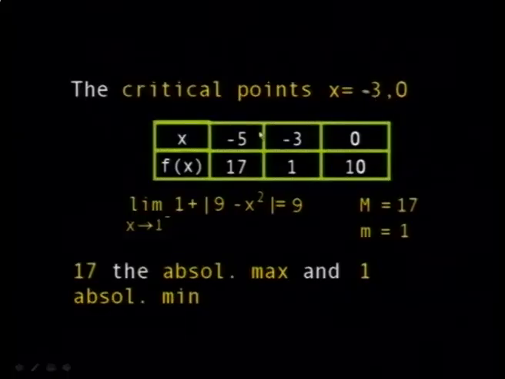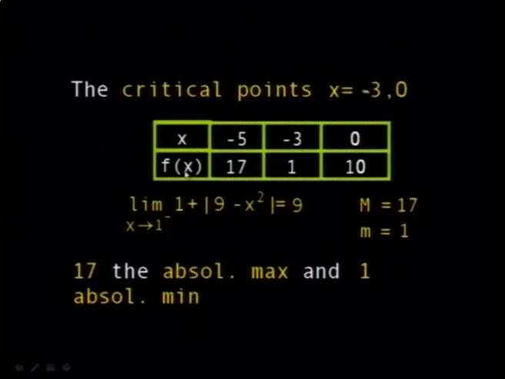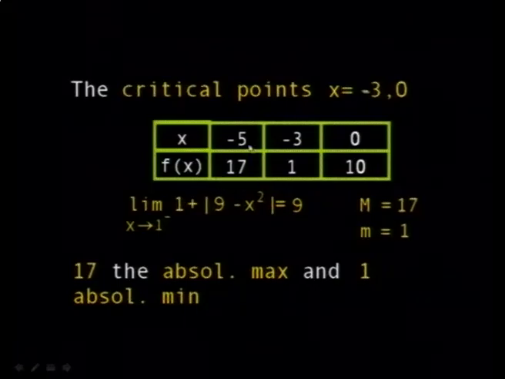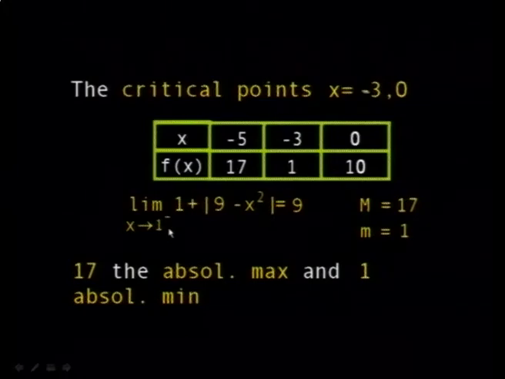So here, the critical points are, as I said, minus 3 and 0. We calculate the value of f of x. We obtain 17, 1, and 10. So it seems that 17 is the local maximum of the function. I'm sorry, it's the global maximum of the function, especially since you have to search for the limit of the function at the point 1 from the left-hand side. You find it equal to 9.